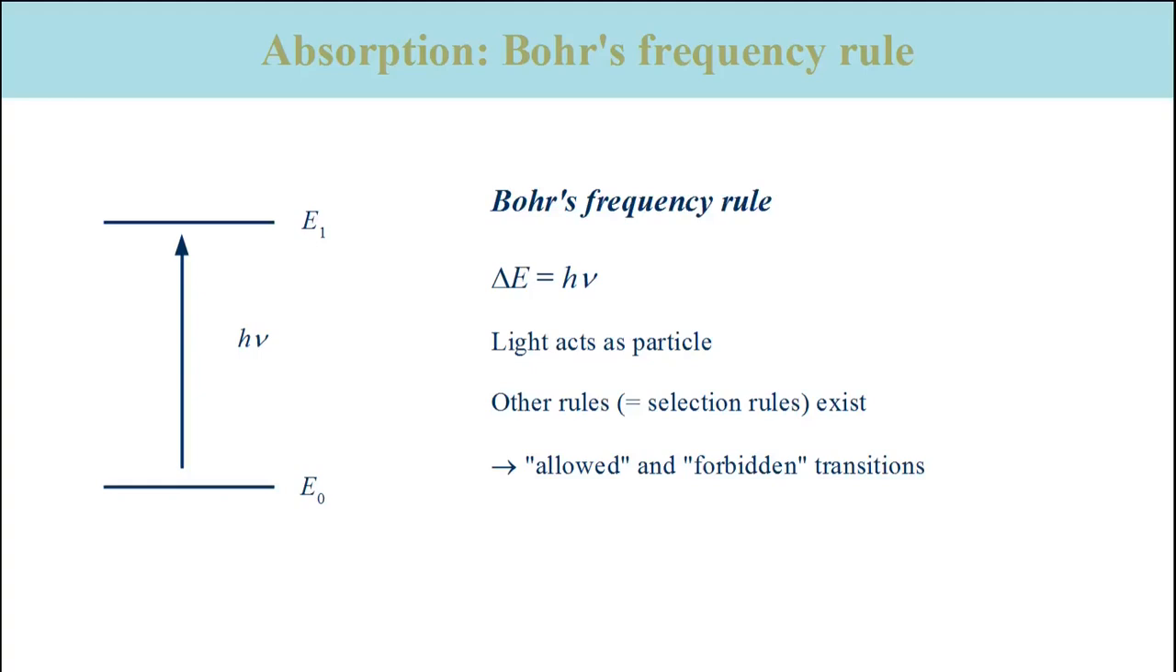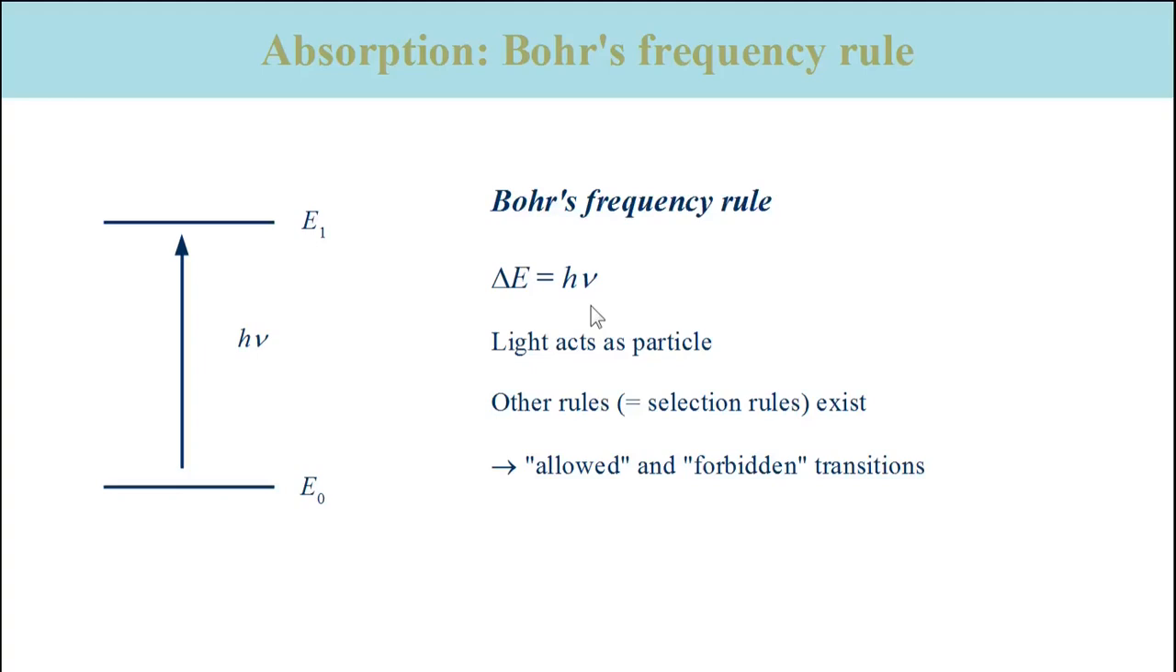To understand this selectivity, we have to move from the wave picture for electromagnetic radiation to the particle picture. The figure shows the energy gap between the energy levels E0 and E1. A transition can occur when the energy of the photon matches the energy gap delta E between these energy levels. Delta E equals h nu. This is known as the Bohr frequency rule and applies to all spectroscopic experiments in which the photon is absorbed.